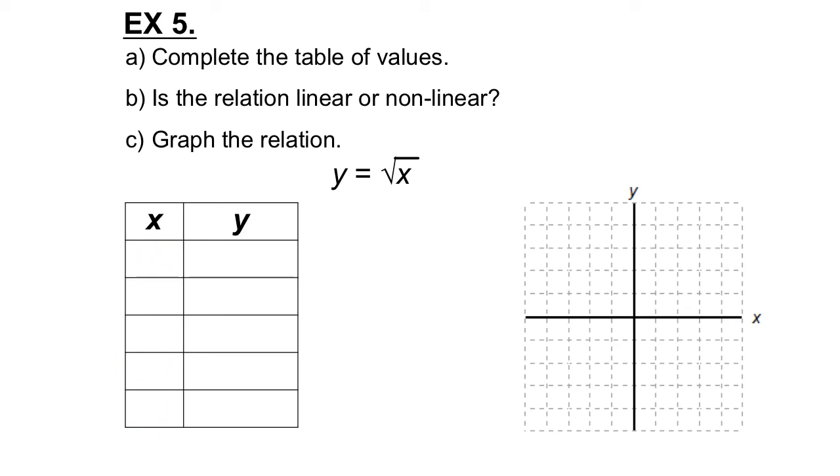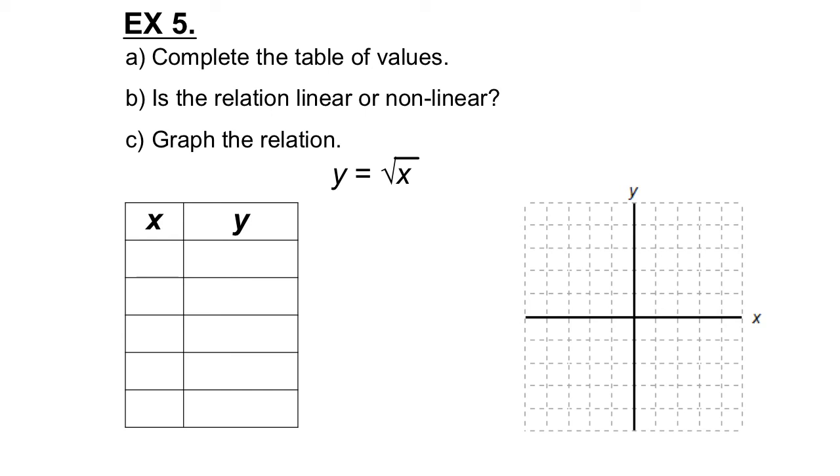But just be careful, since we're taking the square root of x, can x be a negative value? No, it can't. You can't take the square root of a negative number. Try it in your calculator. You won't get any answer because there's no number that when you square it, you get a negative. It just doesn't work that way. So the lowest you can go here is 0, and then you can have any numbers you want for x.